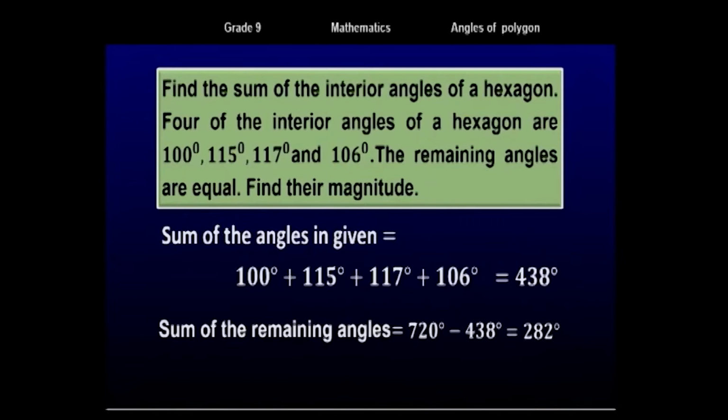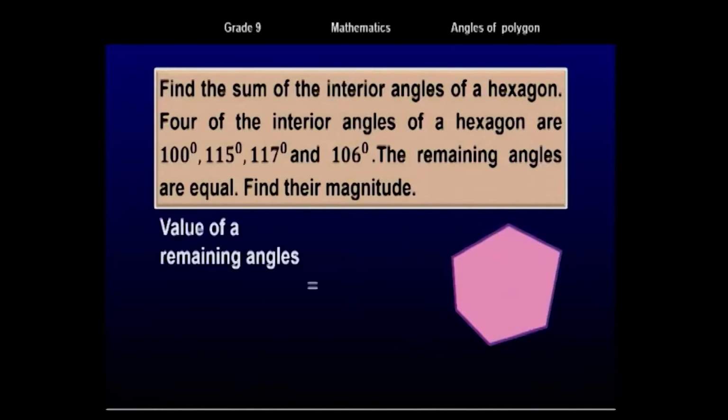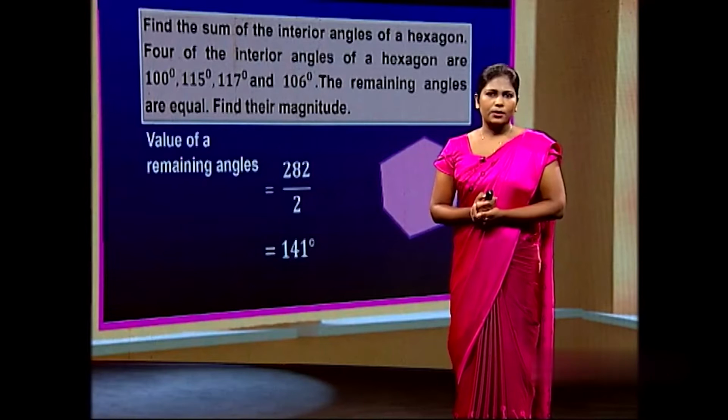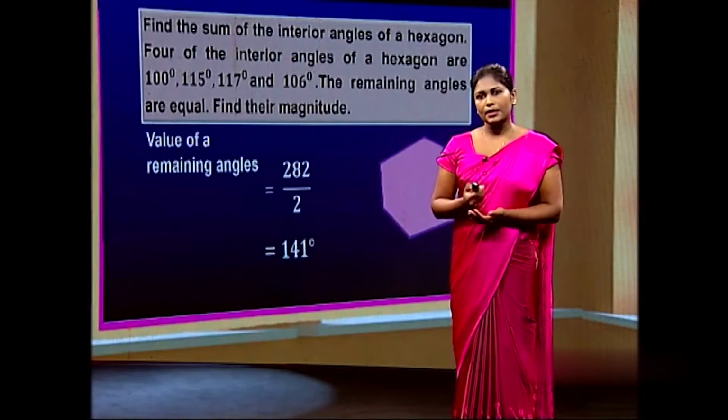This value is equal to the remaining angles, but those are equal. Then what do we have to do? Divide by 2. The value of a remaining angle is 282 divided by 2. You can obtain the answer 141 degrees. Now we discussed that question and solved it. But there is another method. You can simplify using that method also. What is that method? Look at this.